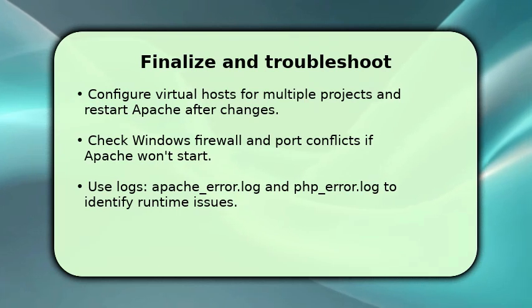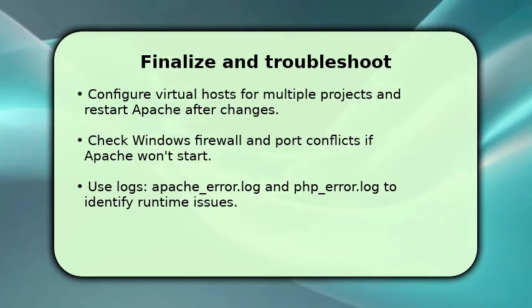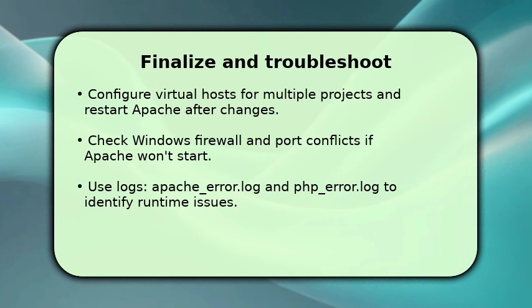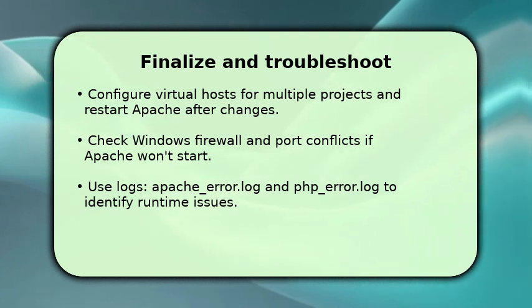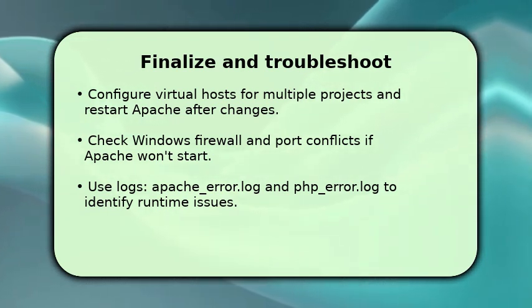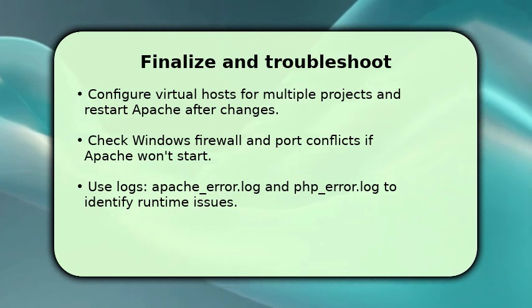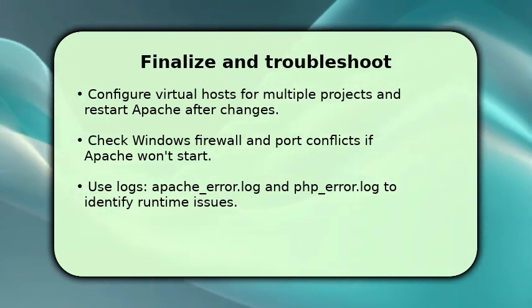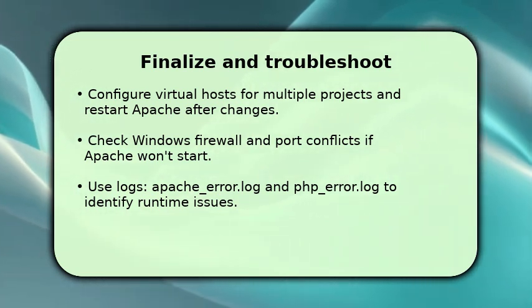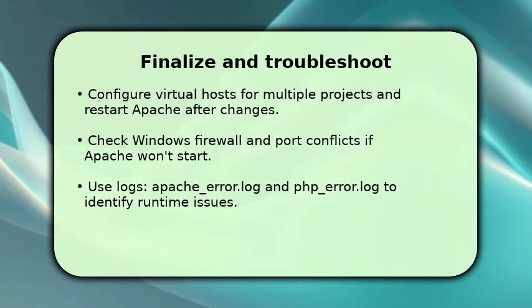Finish by polishing your workflow and knowing how to fix common failures. Set up virtual hosts for separate projects and edit the hosts file, then restart Apache to apply changes. If Apache fails to start, check for port conflicts with other apps and adjust ports or stop the conflicting service, and make sure your firewall allows Apache.